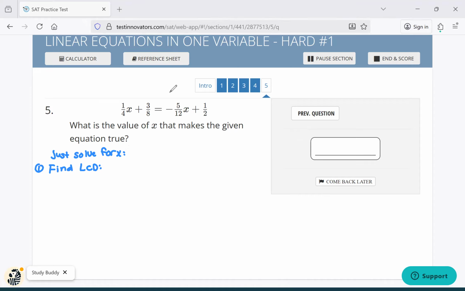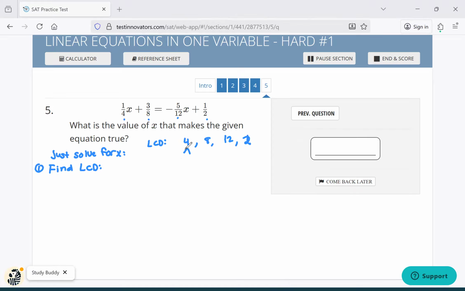So LCD. Let's look at the bottoms. We have a 4, an 8, a 12, and a 2. So let's bring that down. We have a 4, an 8, a 12, and a 2. And what we've got to do is put it in the most prime form. So we're kind of making a factor tree.